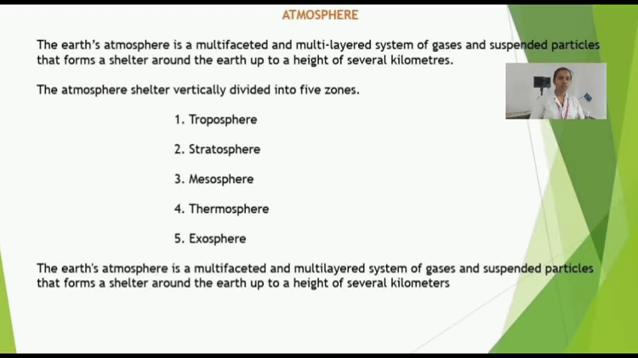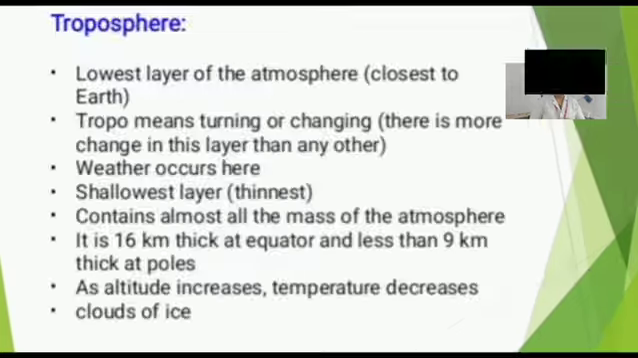Next we have to see the atmosphere. The earth's atmosphere is a system of gases and particles that act as shelter around the earth. It goes to a height of several kilometers and it is divided into five zones: troposphere, stratosphere, mesosphere, thermosphere, exosphere.